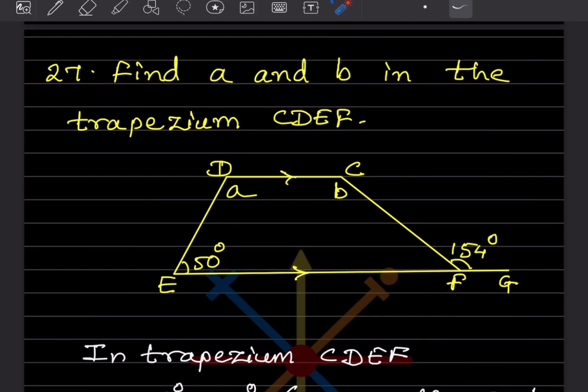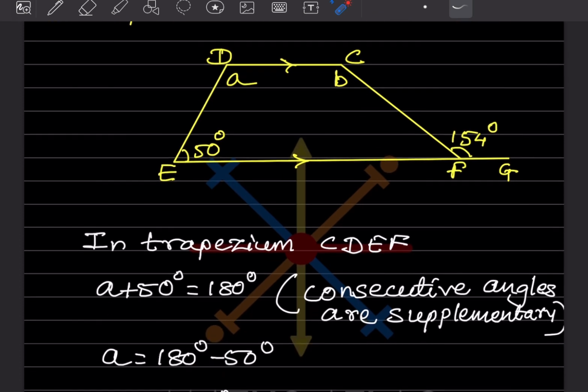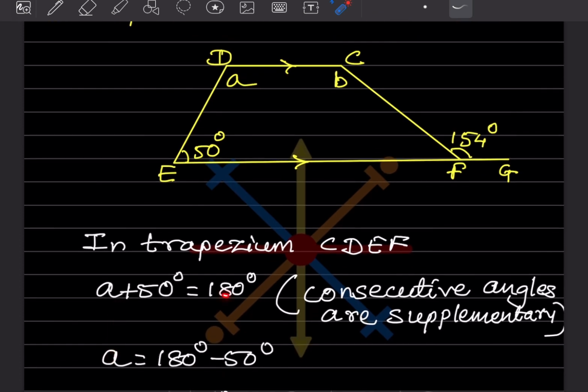Find A and B in the trapezium CDEF. This is the figure given. In trapezium CDEF, what we can see here is A plus this 50. These are the consecutive angles, both of these. So that should be 180. Consecutive angles are supplementary, means 180. So A is going to be 180 minus this 50. So A is going to be 130.